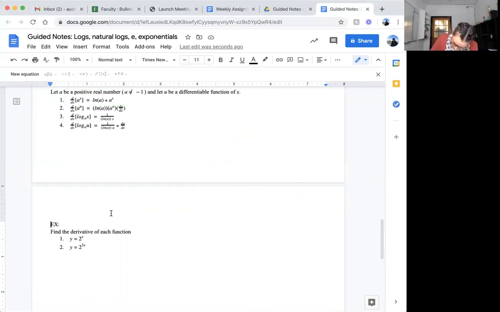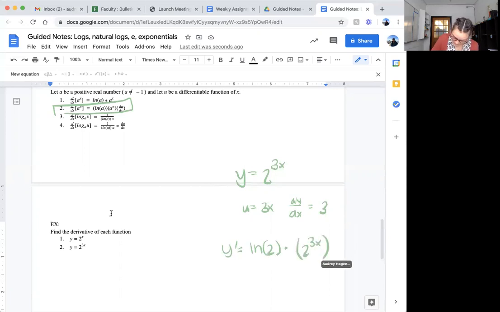Next one up, we have y equals 2 to the 3x. So in this case, we have a to the u, right? Where u is 3x. Du over dx, or the derivative of u, is going to be 3. So when we plug that all in to get y prime, we're going to get ln of a, which is 2, ln of 2 times a to the u, 2 to the 3x, times du over dx, which is the derivative of u, which is 3. So your final answer is y prime equals 3 ln 2 times 2 to the 3x.